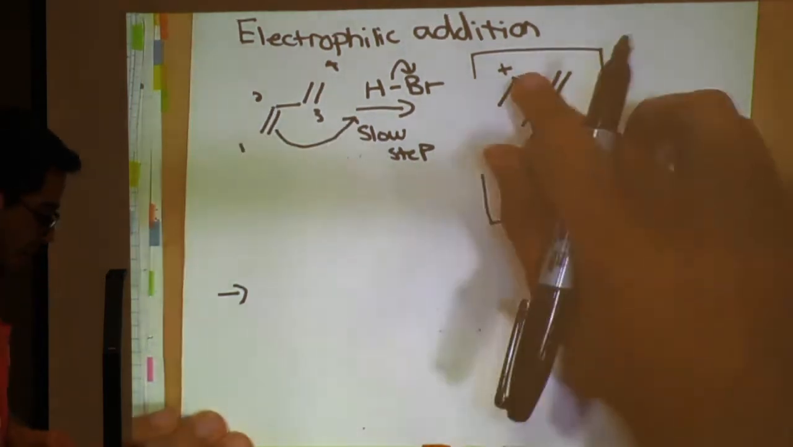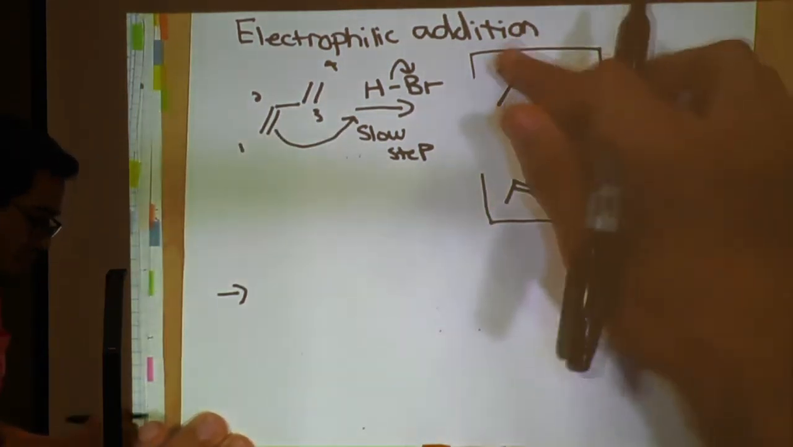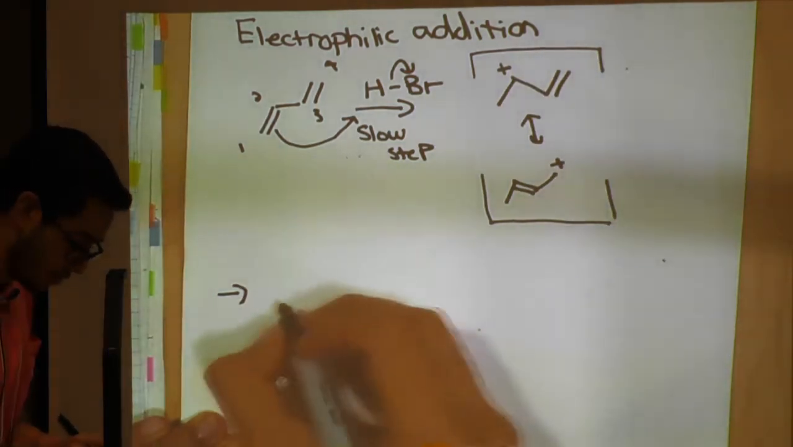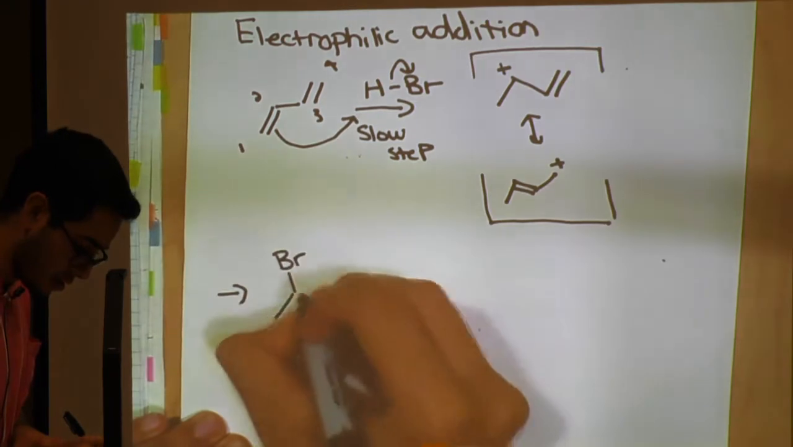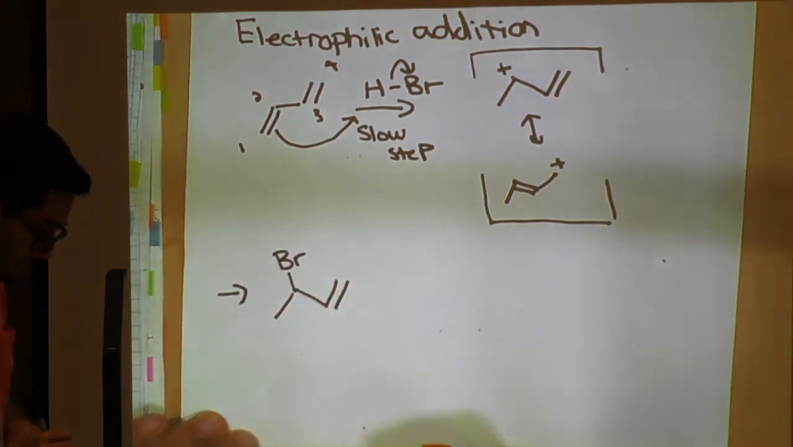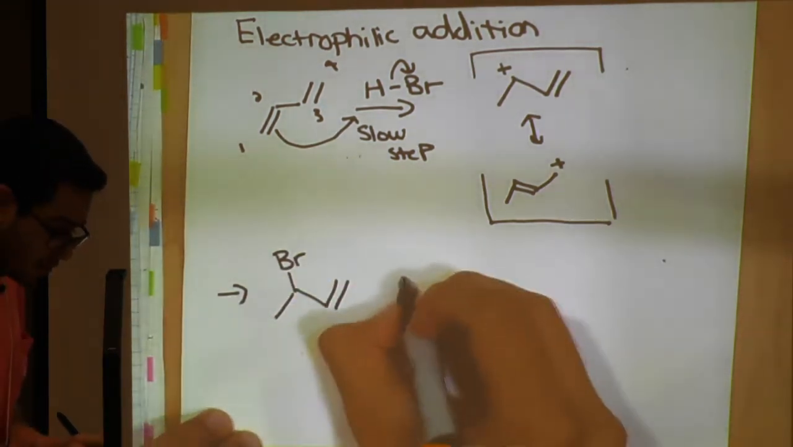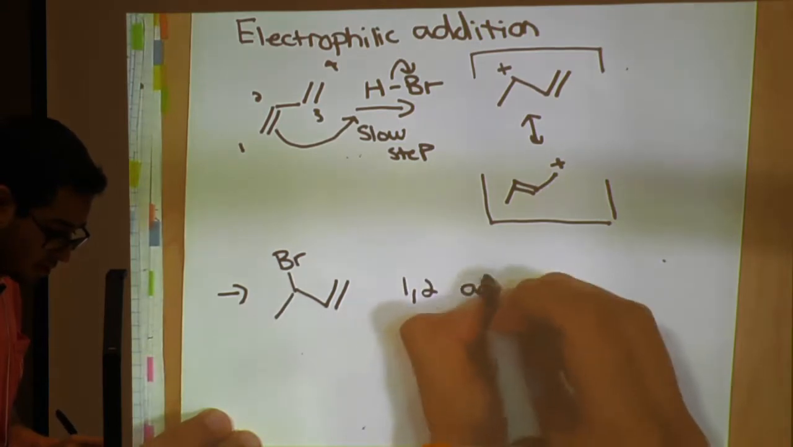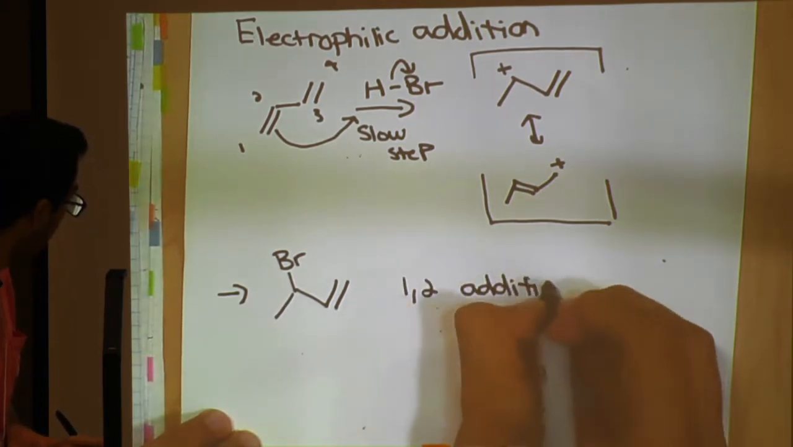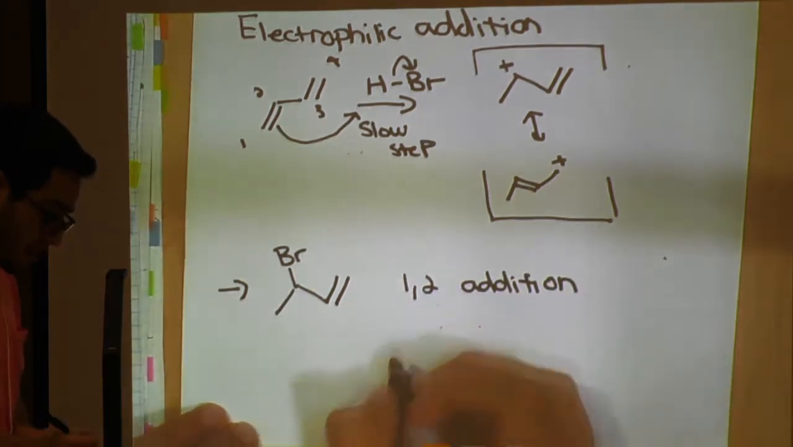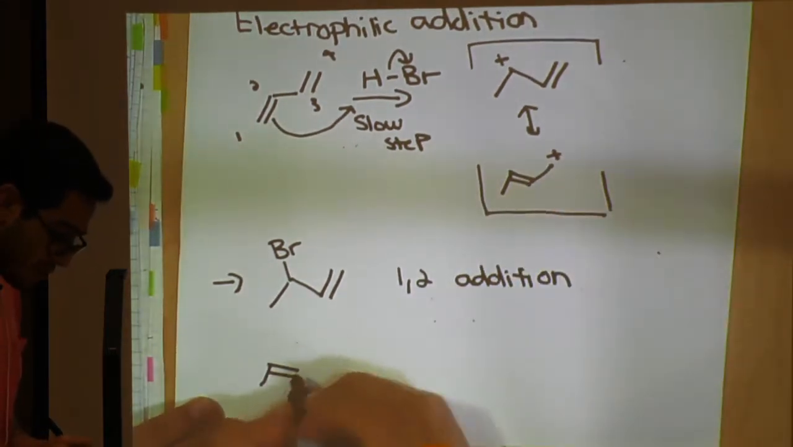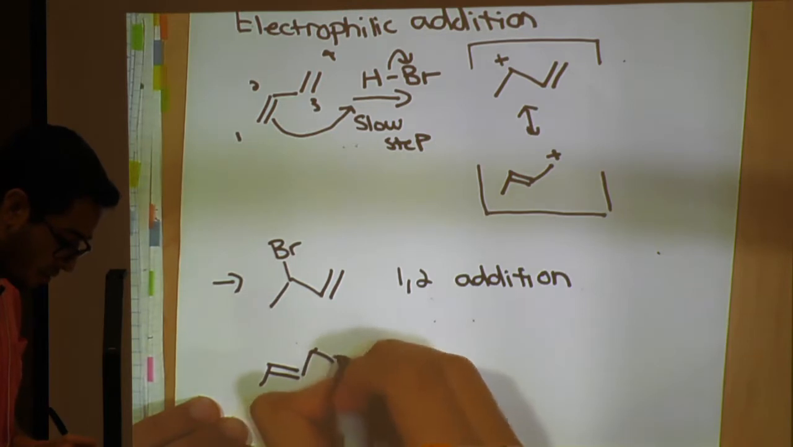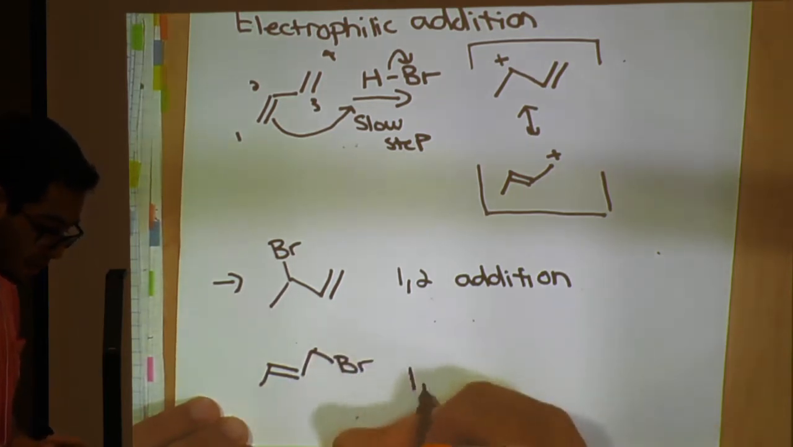So if we add onto the 2 carbon, our bromine is going to attach. We have now done 1,2 addition. While if we use this resonance structure, we add onto the 4, we now have 1,4 addition.